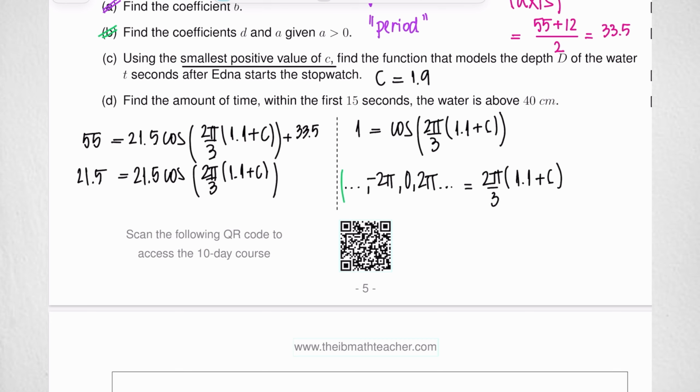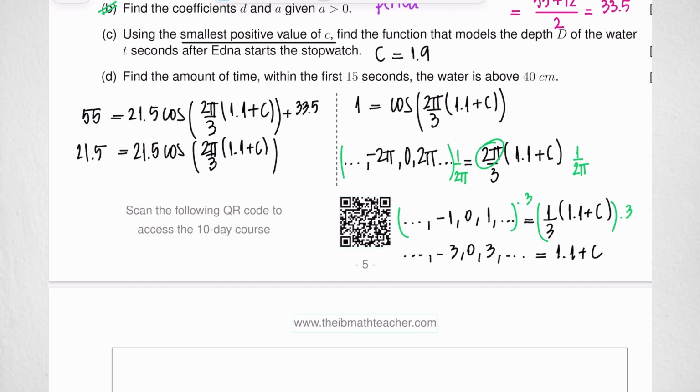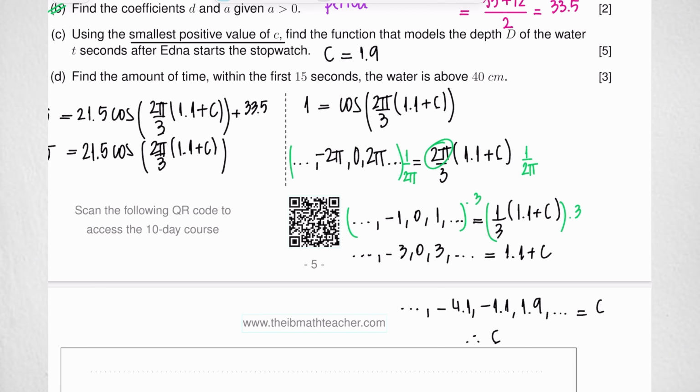Now you should divide everything by 2 pi in order to get rid of this. So you get negative 1, 0, 1, all the way up to infinity equals 1 over 3 (1.1 + c). Then you multiply everything by 3, which gives you these results. And then you subtract 1.1 from each one of these solutions, meaning you would get negative 4.1, negative 1.1, and then the first solution, which is positive, which is the correct one. Therefore, the first positive number is 1.9. So this is much harder than using the numeric solver, of course.